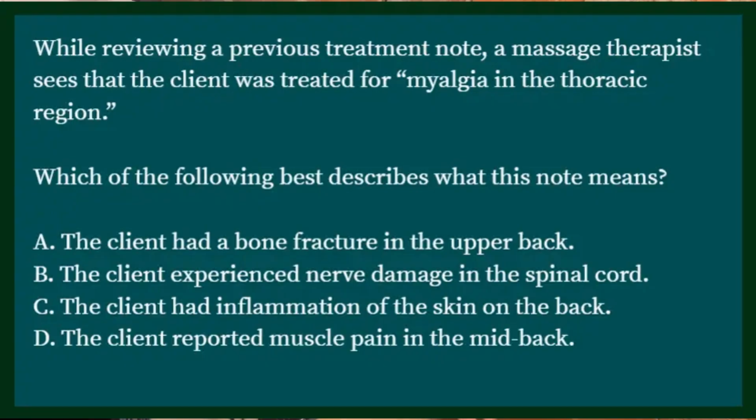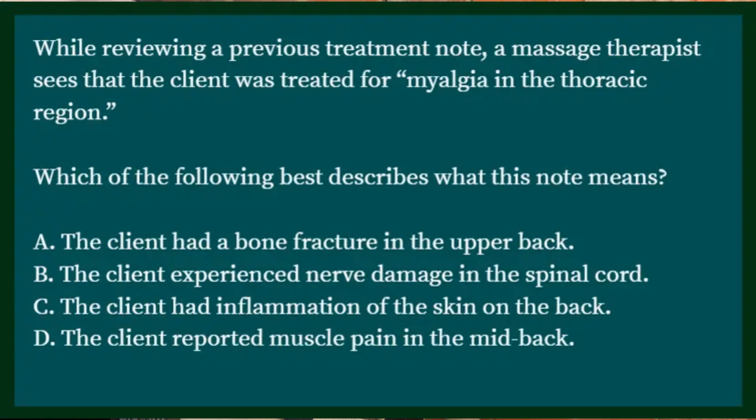While reviewing a treatment note, a massage therapist sees that the client was treated for myalgia in the thoracic region. So thoracic can be used in medical terminology, with thoracic being the subject. As we know, as far as body regions go, we've got cervical, thoracic, which is the upper back, and lumbar. So we know that it's somewhere in the upper back. Mya would be referring to muscle. Okay. Myalgia in the thoracic region, which best describes what this note means.